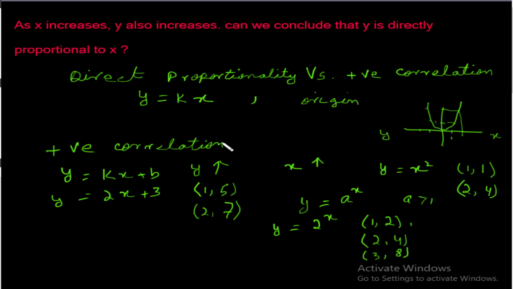An increase in y with an increase in x indicates a positive correlation. It does not specify the nature of the relationship between x and y. Direct proportionality requires a specific linear relation that passes through the origin, characterized by a constant ratio of y by x. Therefore, without additional information confirming this specific linear relationship, we cannot conclude that y is directly proportional to x. I hope this would answer the question.